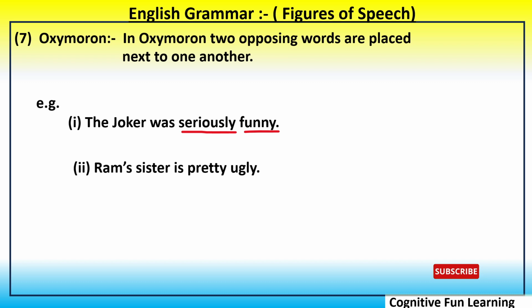Second sentence is Ram's sister is pretty ugly. Pretty and ugly, they are two opposite words but they are placed next to one another in the same sentence. So, this is an example of oxymoron.